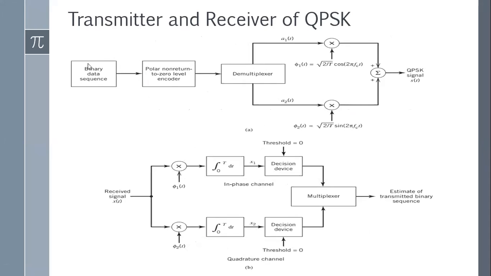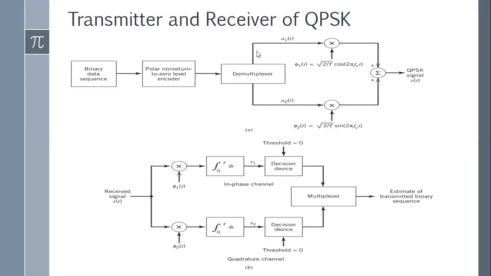So we have a binary data sequence. It is then sent to a polar non-return to zero level encoder, so we get polar NRZ pulses. Then it is sent to a demultiplexer. Now what is the job of the demultiplexer? The demultiplexer will send the odd bits here and the even bits here. So what is the demultiplexer doing?